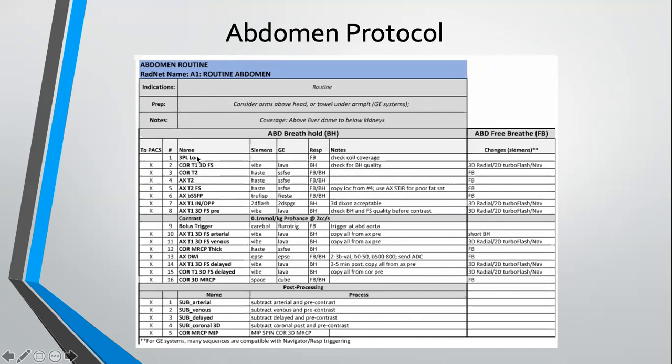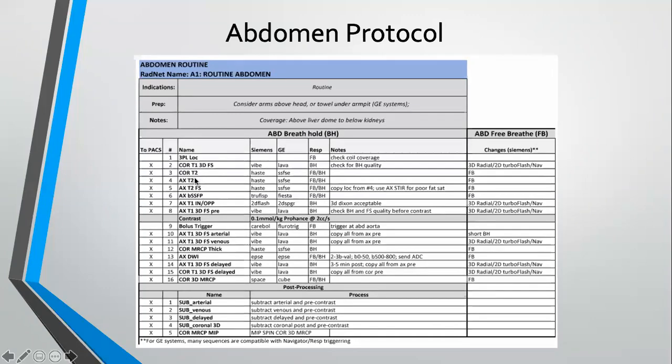So you always do your 3-plane localizer to start. You do your coronal T1. It's going to be a VIBE for a Siemens, a LAVA for a GE, and this is a breath hold. All your T1s, take note, breath holds. T1, breath hold. Always make that association, T1, breath hold. T2, a HASTE, and this is going to be free breathing. And you see here slash breath hold, but most of the T2s are going to be free breathing.